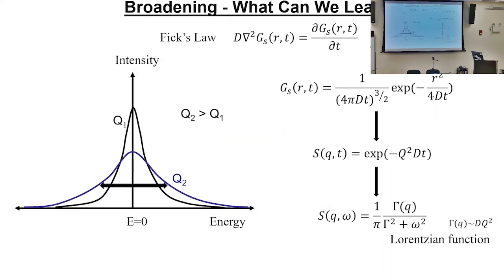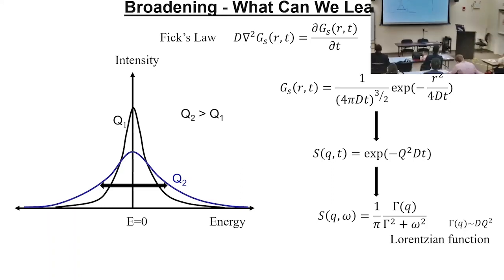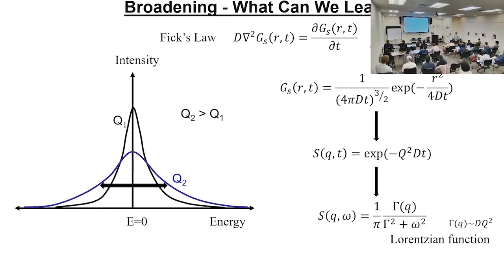All right. So now you know how the quasi-elastic broadening looks. So what can we learn from it? So here is Fick's law, and G_s(r,t) is the solution of this equation. So if your system is going through simple diffusion, then you can solve this equation, and G_s(r,t) is going to be given by this equation, where D is the diffusion coefficient of that diffusing particle. Right?